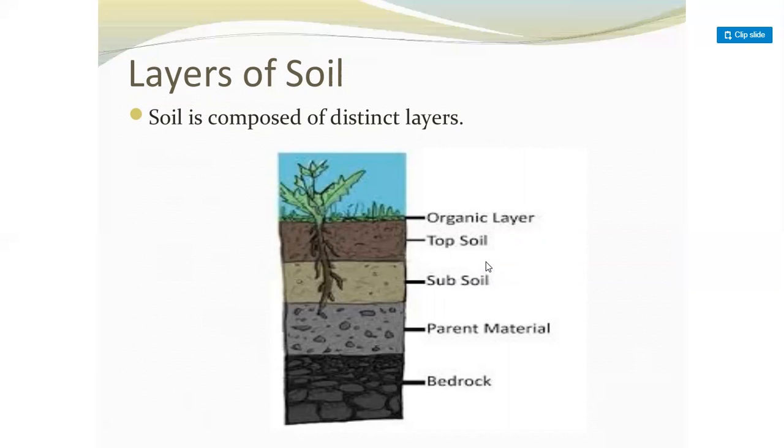Each layer differs in feel. Feel means texture, color, depth, and chemical composition. Soil is arranged in 3 layers. Each layer is known as a horizon.